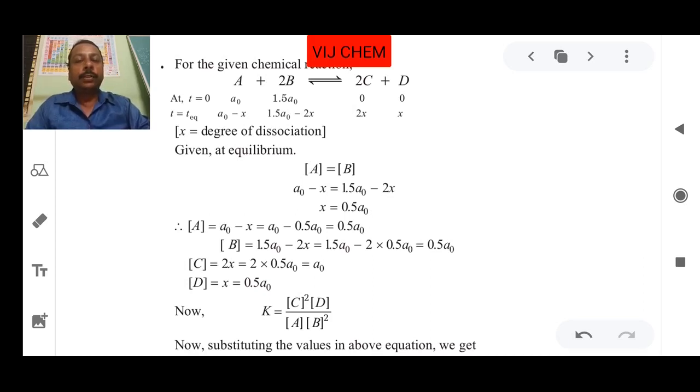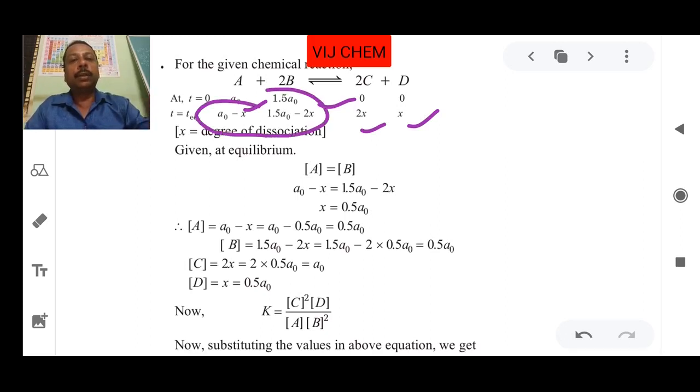If x moles are subtracted from capital A, then 2x moles will be subtracted from capital B. Okay, and here 2, so 2x, and here 1, so 1x. So where x can be degree of dissociation. But given that at equilibrium these two are equal, so A minus x is equal to 1.5 A naught minus 2x. With that, x you can find out.